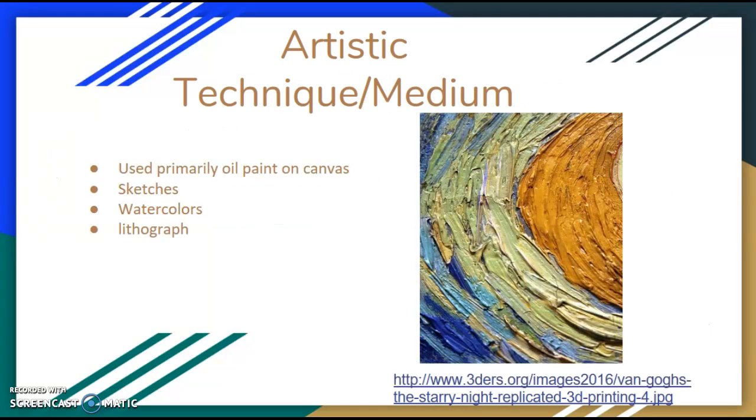Artistic technique. He used oil paint on canvas as his main medium. He also did sketches, watercolors, and lithography. And to the right is a depiction of the impasto technique that he used on his oil on canvas paintings. As you can see, the paint is heavily layered onto the canvas, making it appear textured and in 3D. He also used pencil, different types of chalk and charcoal. He used vibrant colors when painting with watercolor, and he experimented with lithography in the piece called The Potato Eaters.